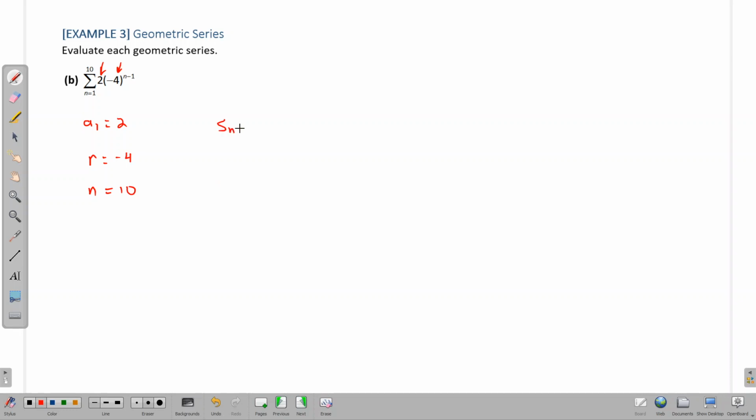And then we can go straight to the S formula, which again is a1 times 1 minus r to the n over 1 minus r. So S sub 10 will be 2 times 1 minus, now be careful here, that negative has to be in parentheses.